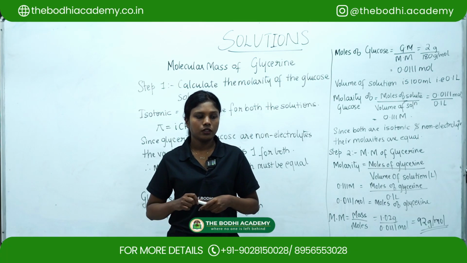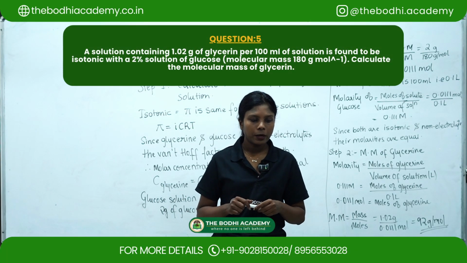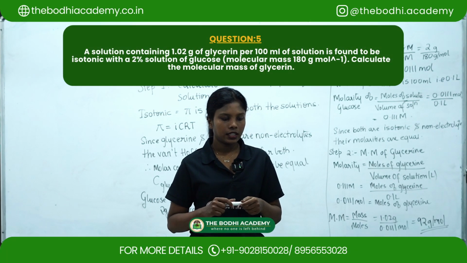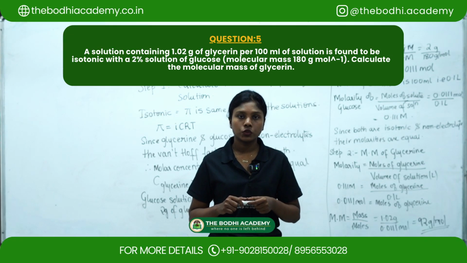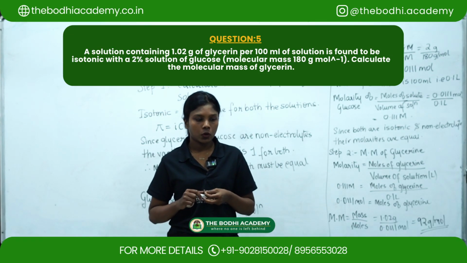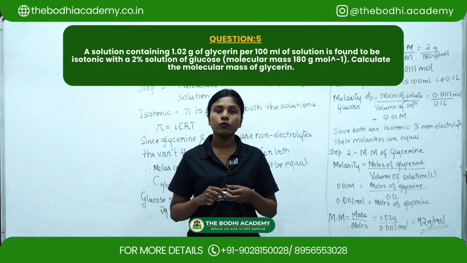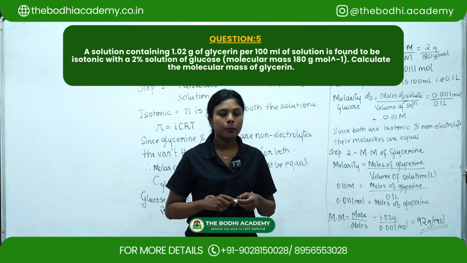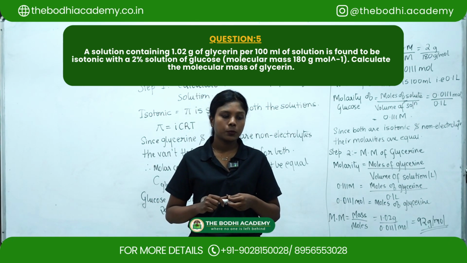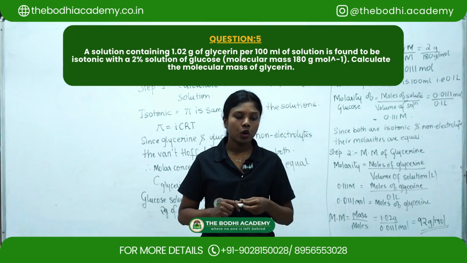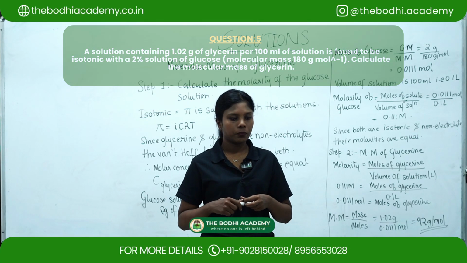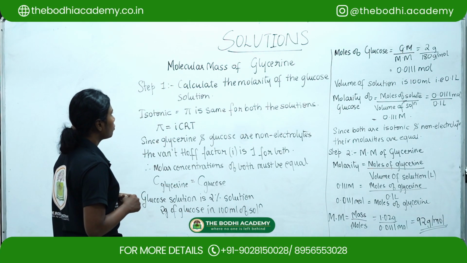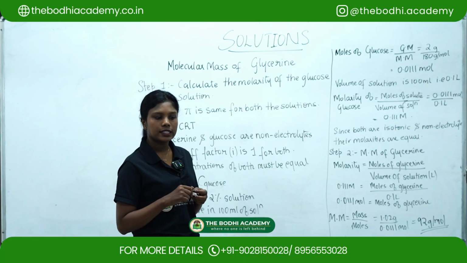Moving to the next question. A solution containing 1.02 grams of glycerin per 100 ml of solution is found to be isotonic with a 2% solution of glucose having molecular mass 180 grams per mole. Calculate the molecular mass of glycerin. So in this case you have to find the molecular mass of glycerin.